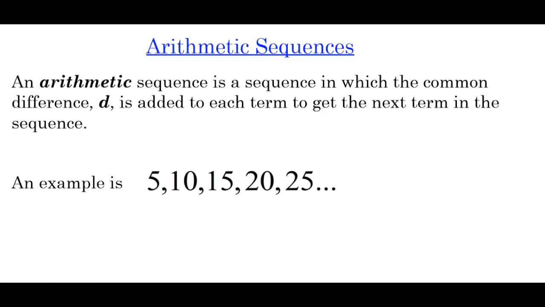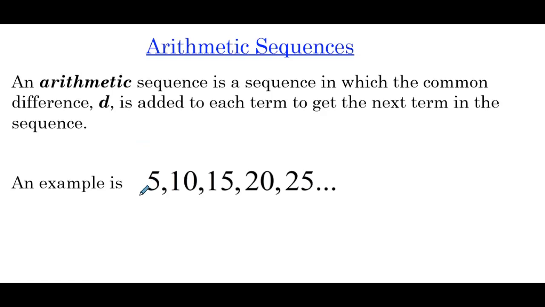Hey everyone, in this video we're going to learn about arithmetic sequences. An arithmetic sequence is a sequence in which the common difference, d, is added to each term to get the next term in the sequence. So an example of an arithmetic sequence is 5, 10, 15, 20, 25, continuing on.